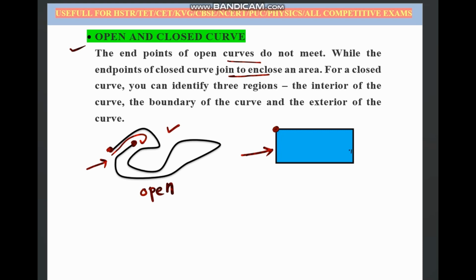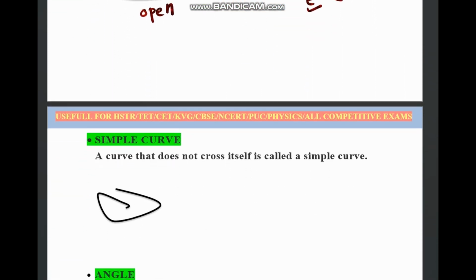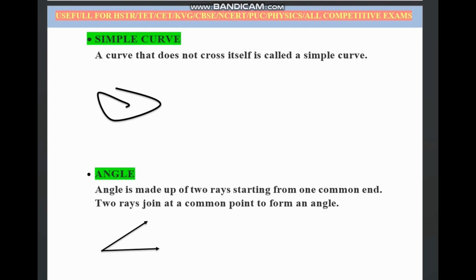Whenever we come to a closed area, then we have 3 regions. This is the boundary, this is the exterior area, and this is the interior area. If I have a point A here, point B here, and point C here, then in examination they may ask that point A is an interior point, B is an exterior point, and point C lies on the boundary. Then simple curve. Already we have discussed this. A curve that doesn't intersect or cross itself is called a simple curve.